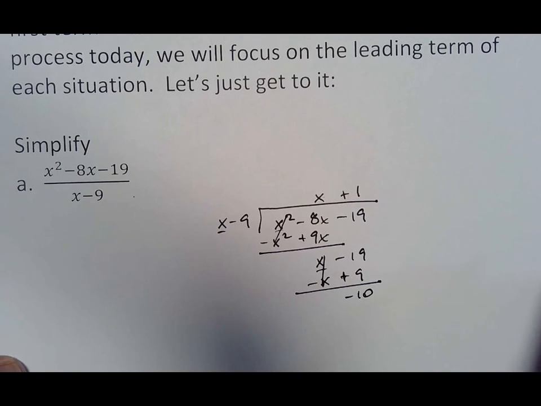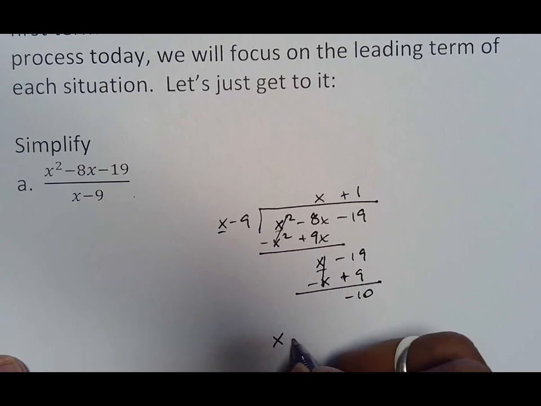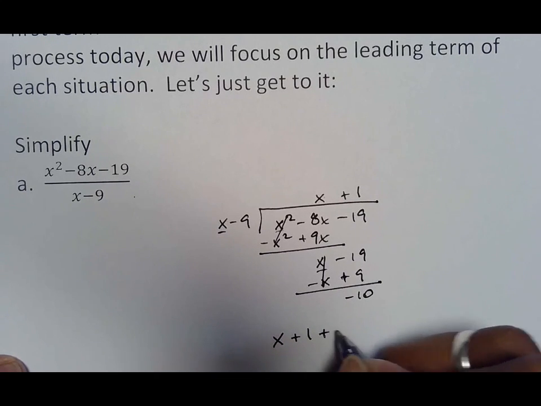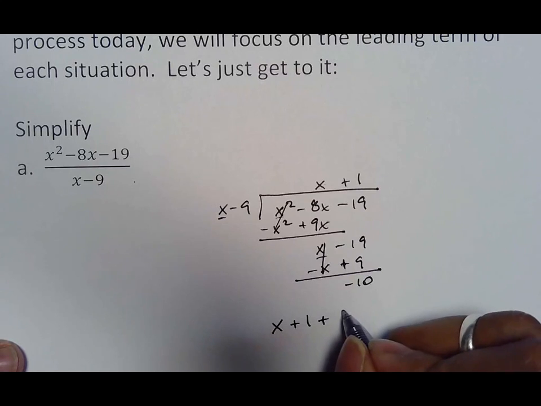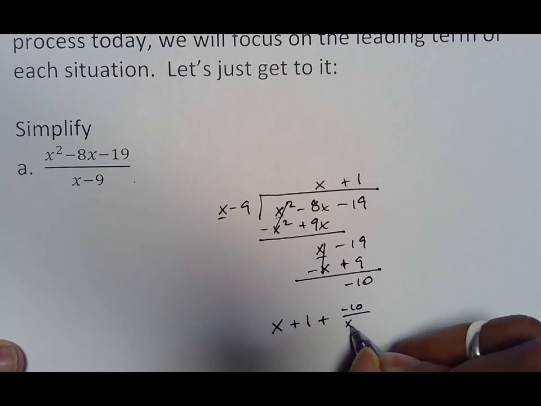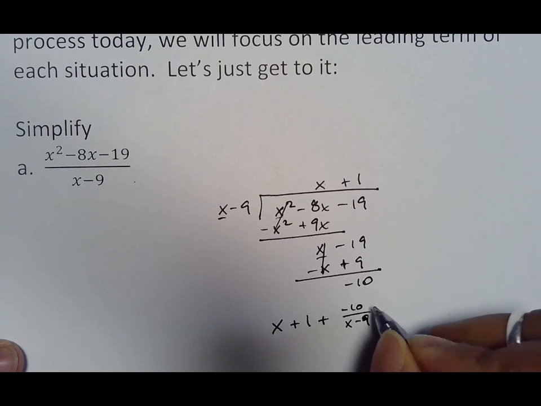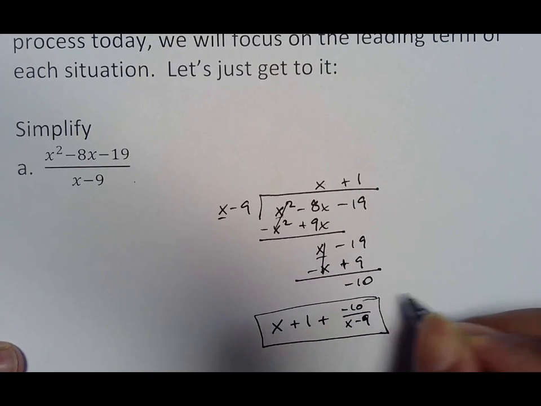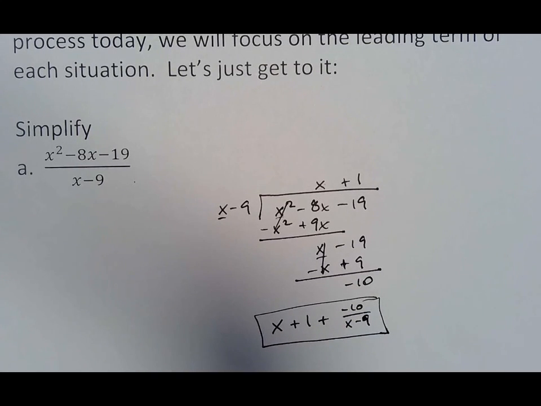And so my final answer would be x plus 1 plus, because we're adding our remainder on, and I would do it this way because otherwise it's going to mess things up, negative 10 over, remember what we divided by, which is x minus 9. And that is your answer.